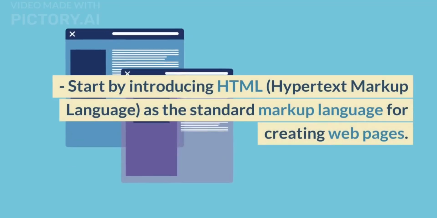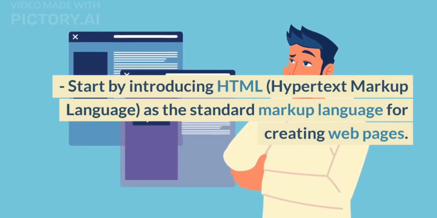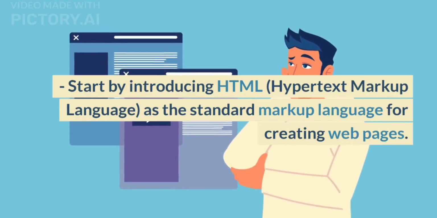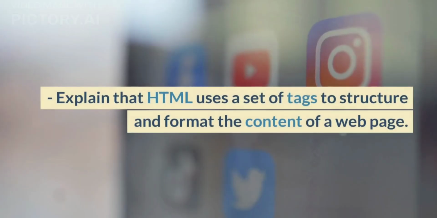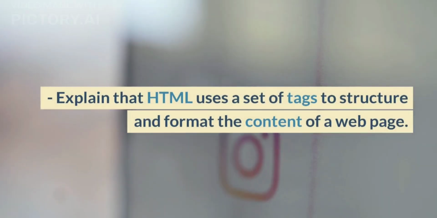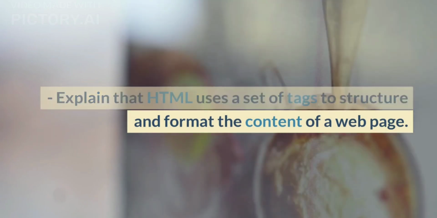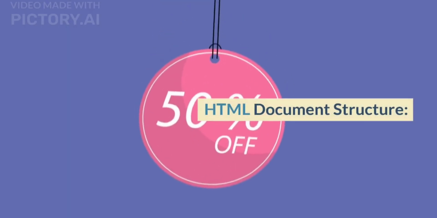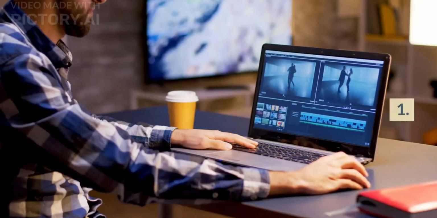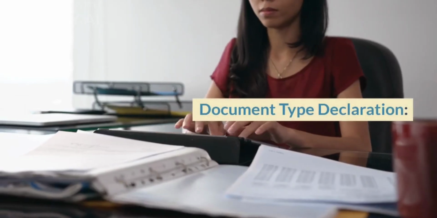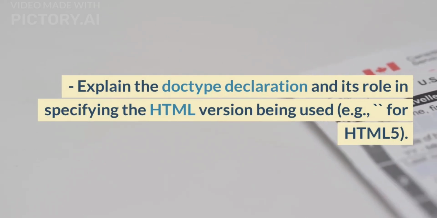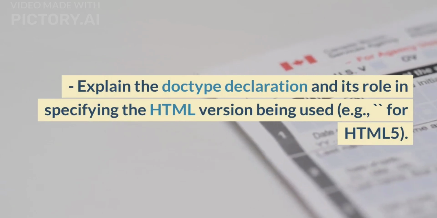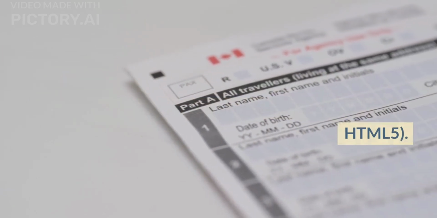Start by introducing HTML, hypertext markup language, as the standard markup language for creating web pages. Explain that HTML uses a set of tags to structure and format the content of a web page. HTML document structure. 1. Document type declaration. Explain the doc type declaration and its role in specifying the HTML version being used, e.g., for HTML5.